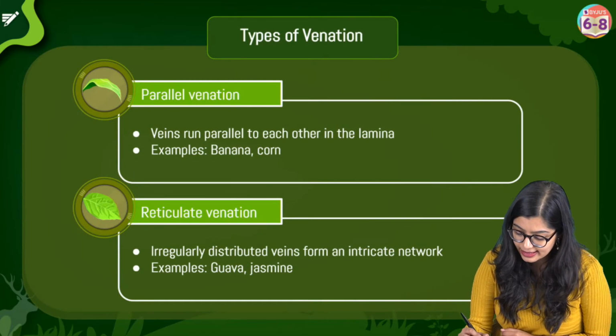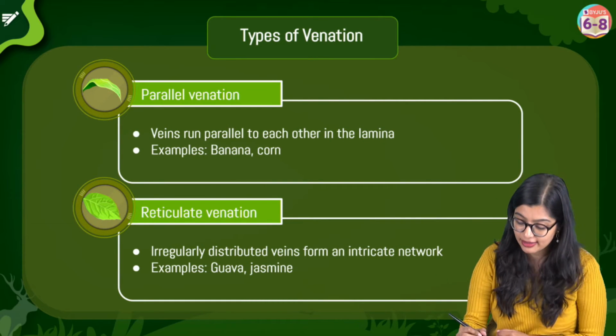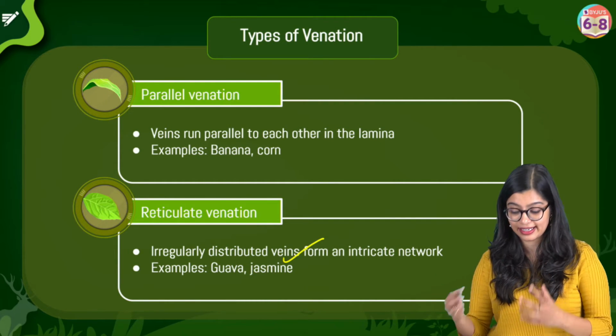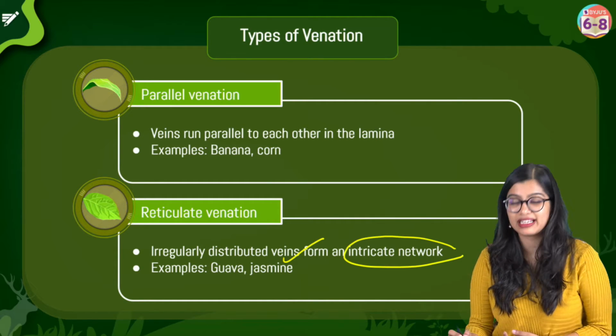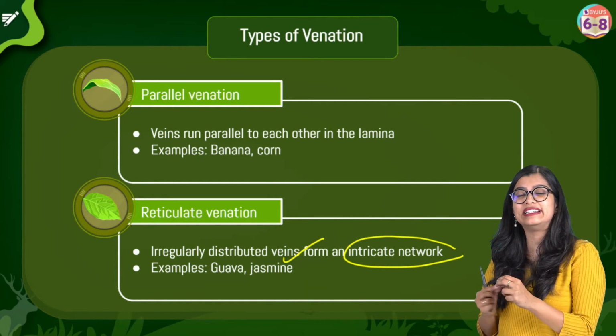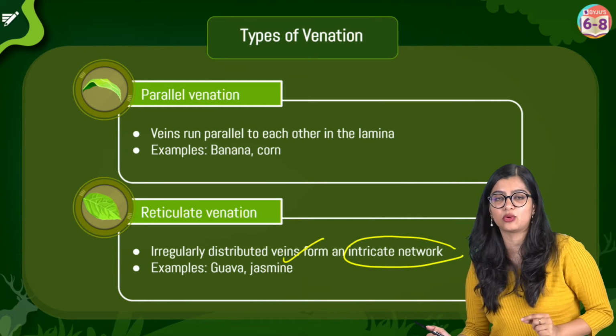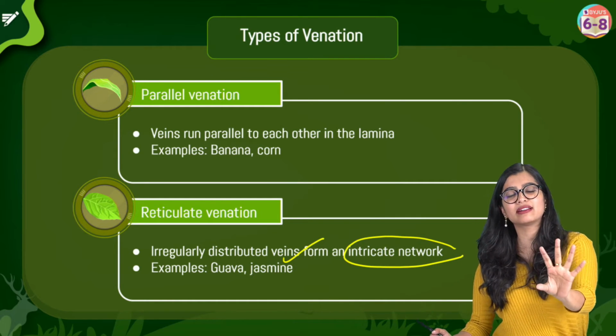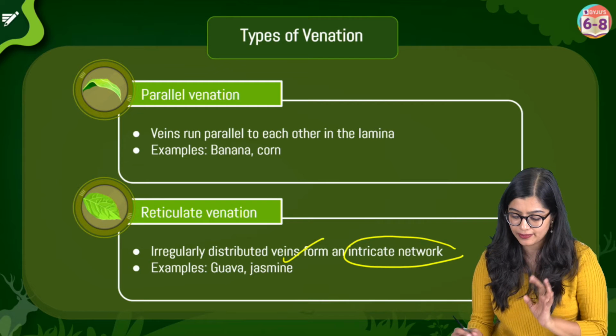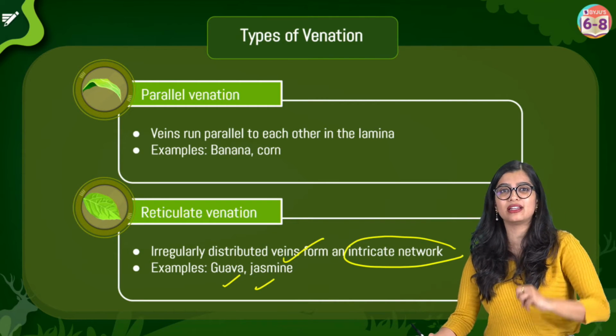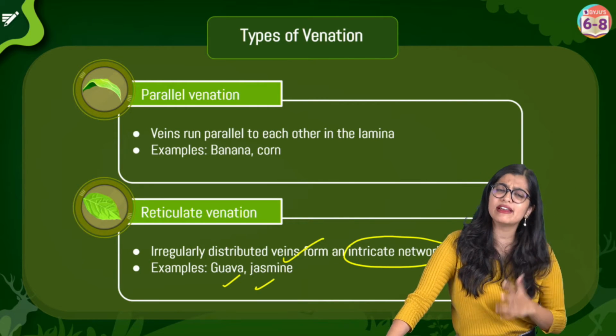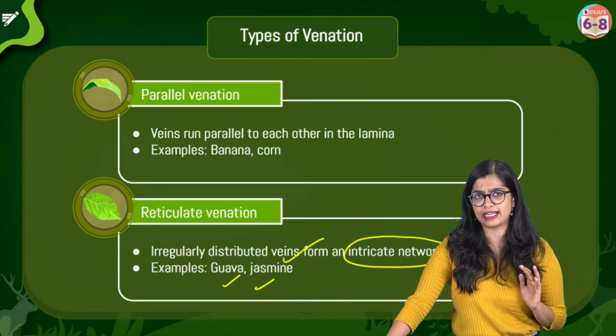So going back, we see that reticulate venation is when the veins are distributed as a network or an intricate, intricate means very detailed, right? Very fine network. So you can say the net-like pattern that you see is reticulate venation. So guava, jasmine, your hibiscus, they are all very common examples of reticulate venation.